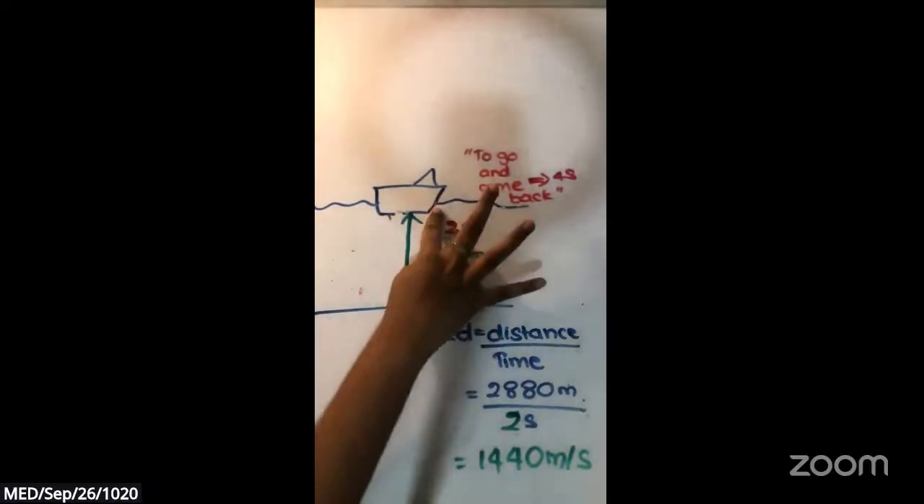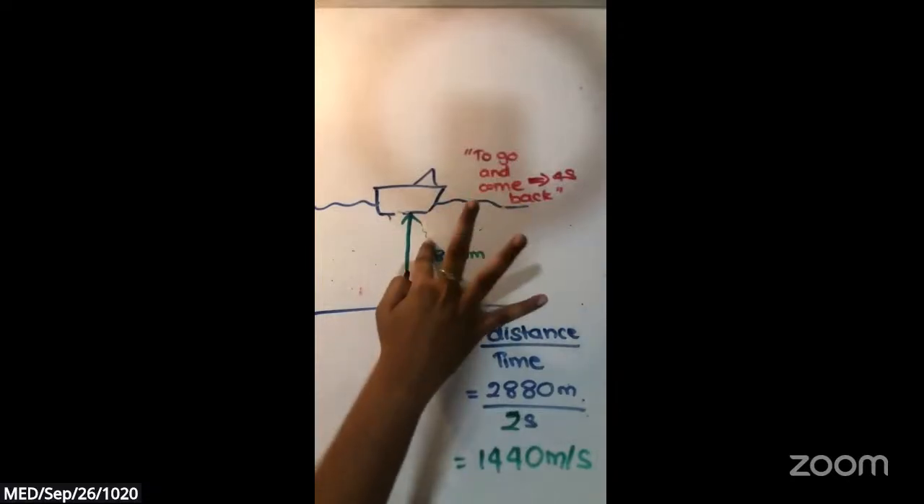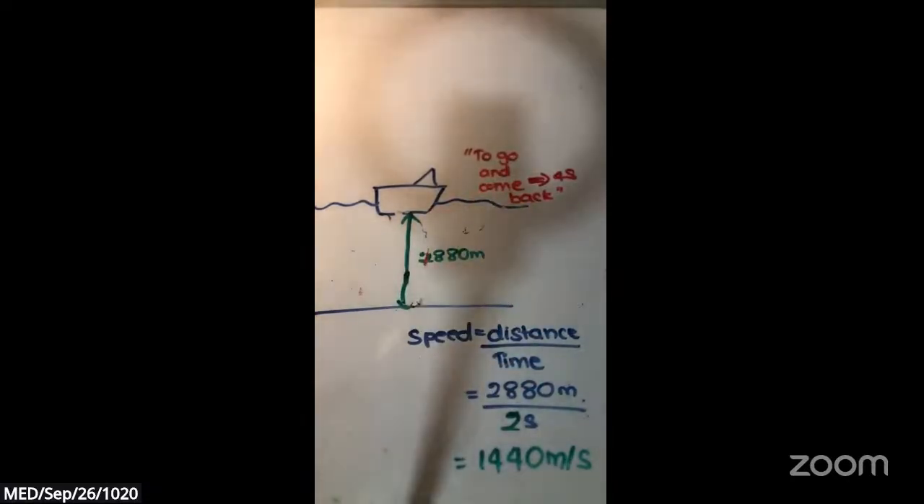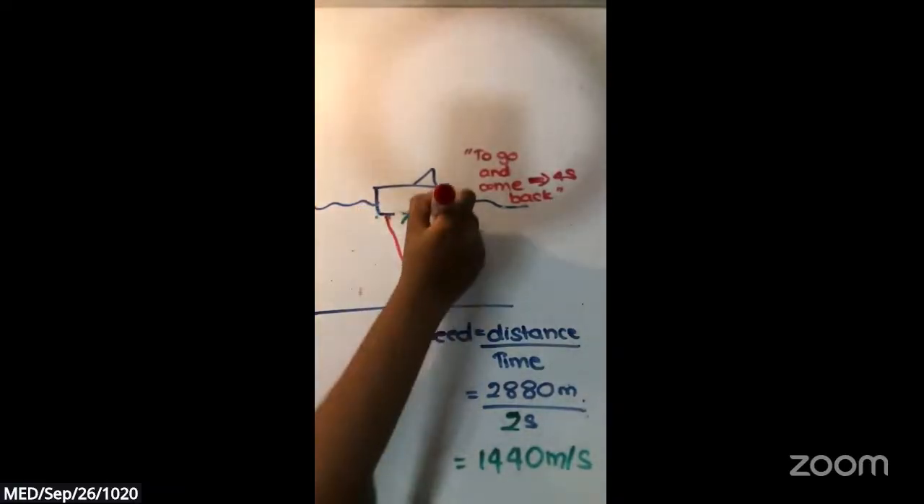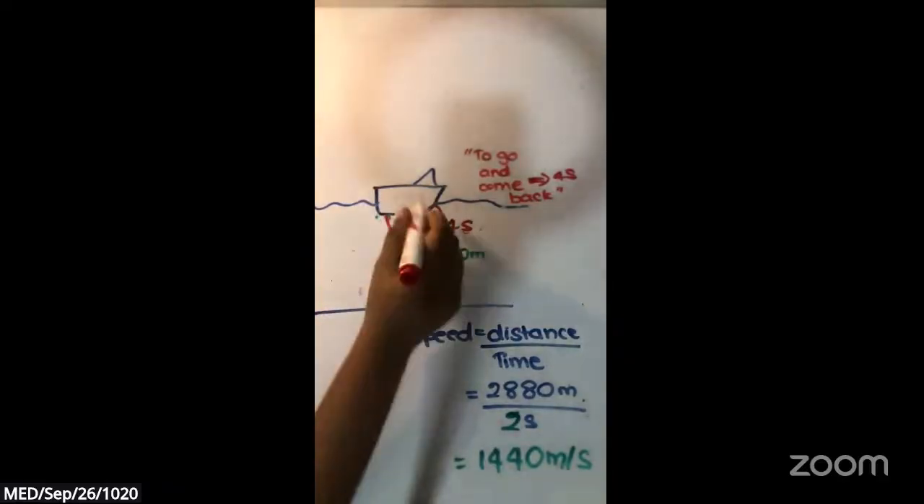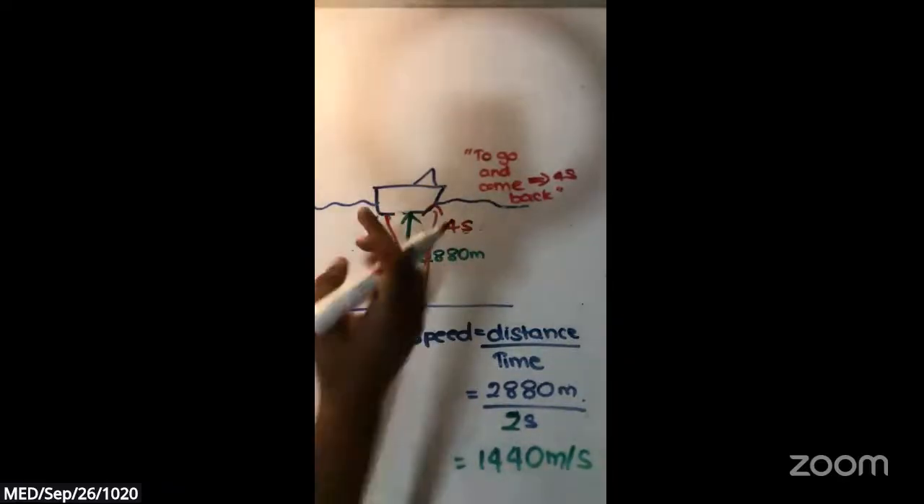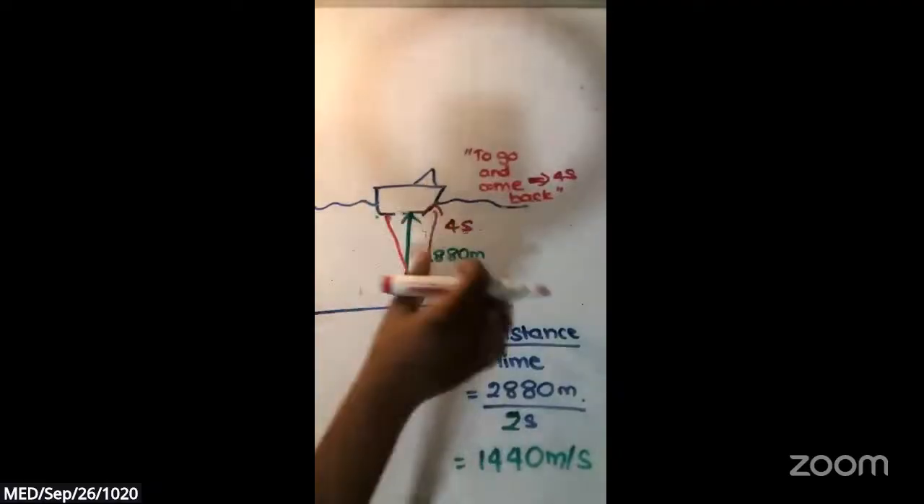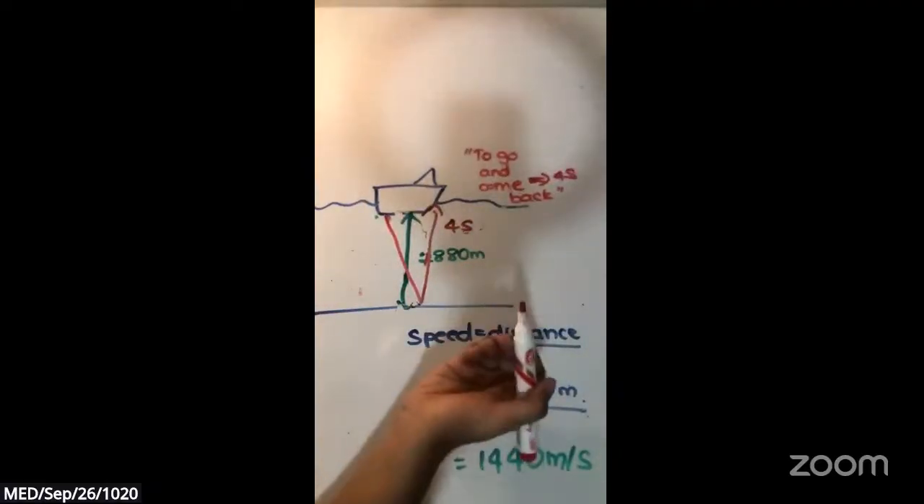If not, what you can do is keep the time like that. To go and come, the time is 4 seconds, right? To go and come, it's 4 seconds. Then what you do is, to go and come, you take the distance also. Because right now, if you're taking this distance, it's not distance, it's a displacement.